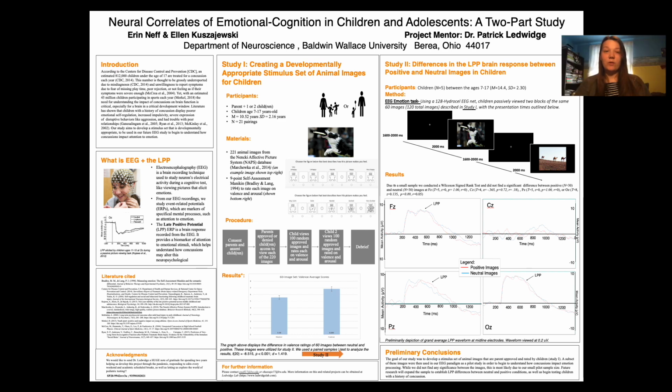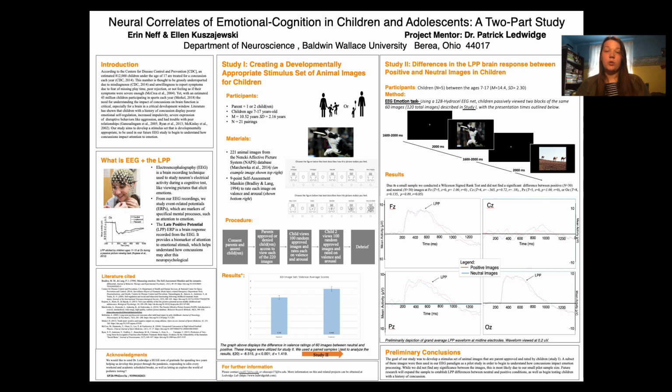The aim of our first study was to establish a parental-approved, developmentally appropriate set of images for children from the ages of 7 to 17. This dataset was then going to be used in study 2. Parent and child pairs completed this portion of the study. The pairs consisted of any one parent or guardian and 1 or 2 children.